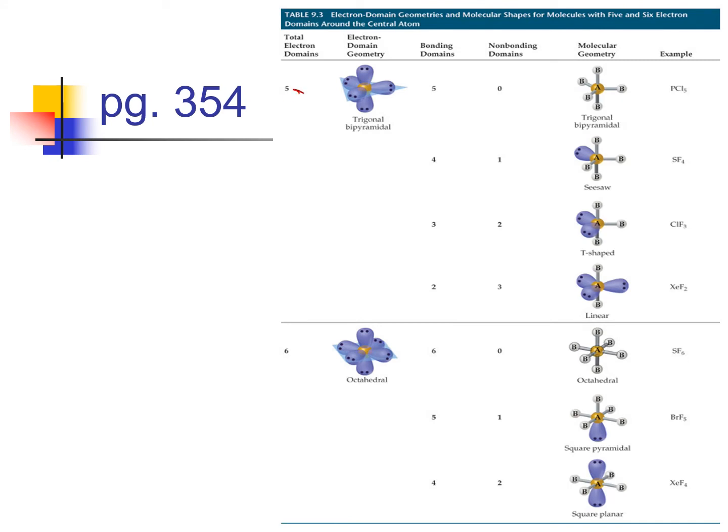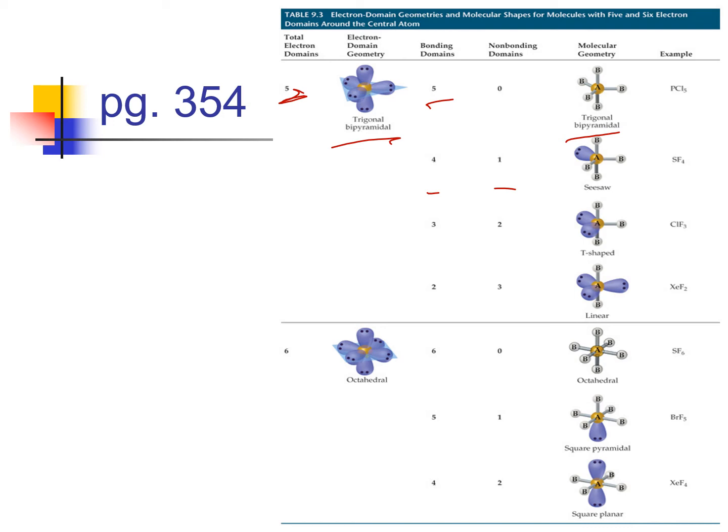If there are 5 electron domains, the electron domain geometry is trigonal bipyramidal. If all are bonding, we call it trigonal bipyramidal, same as before. If 4 are bonding and 1 is non-bonding, we call it seesaw, because if you tip that on its side, rotating it forward a little bit, it looks like a seesaw. If 2 are non-bonding, it's T-shaped because it looks like a T. And if 3 are non-bonding, we call it linear.